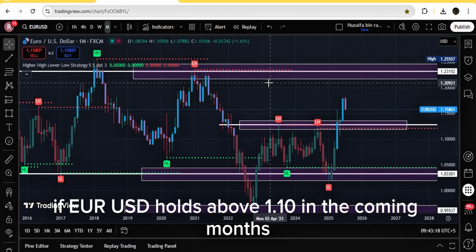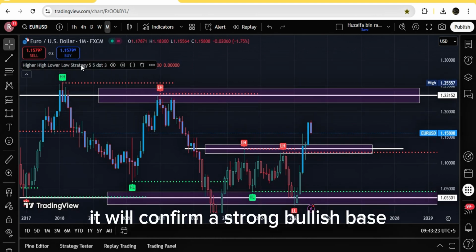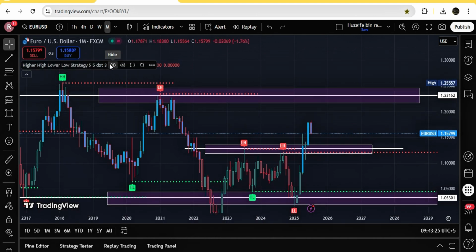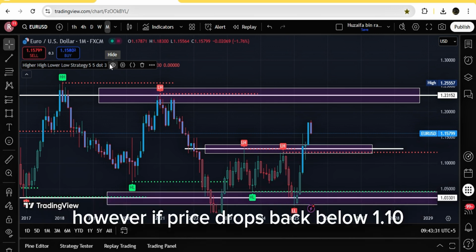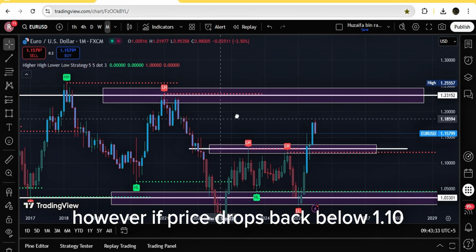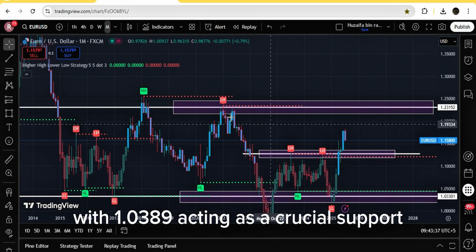If EUR/USD holds above 1.10 in the coming months, it will confirm a strong bullish base, potentially paving the way for a retest of the 1.23 zone. However, if price drops back below 1.10, it could signal a deeper correction, with 1.0389 acting as a crucial support.